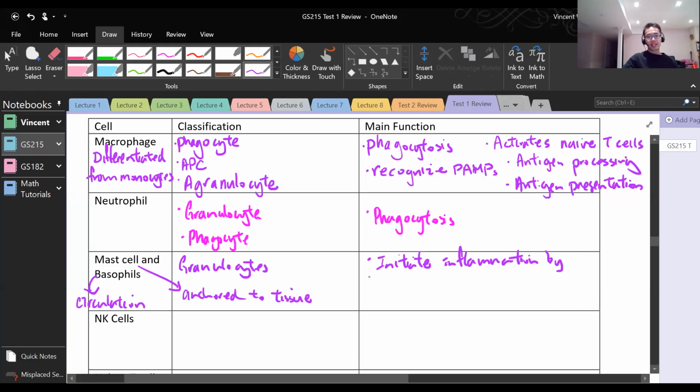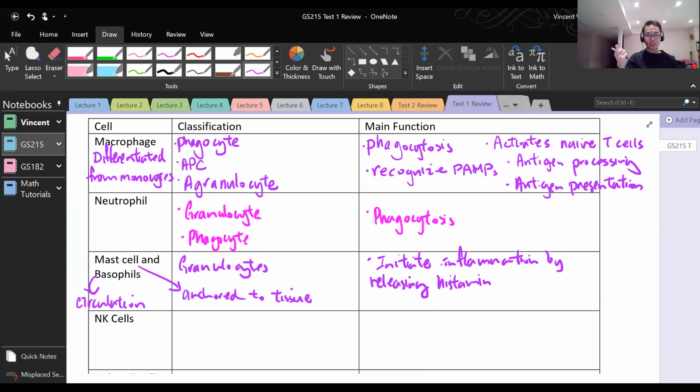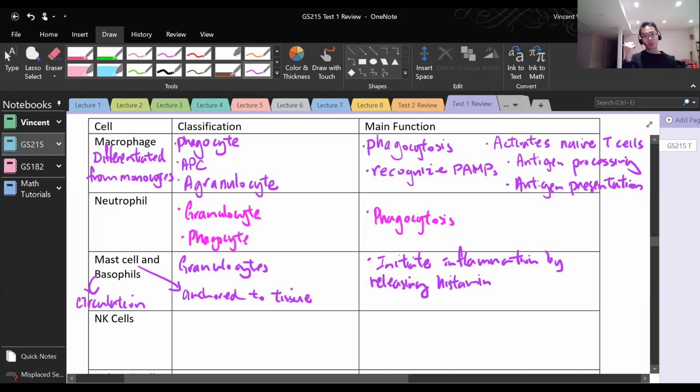by releasing, what's the chemical that is responsible for triggering inflammation? Histamine. Histamine, that's right. And of course, the histamine is going to result in vasodilation and increase vessel permeability, right? So causing more blood flow, things are going to be oozing out, and then they give rise to the characteristics of inflammation: the redness, the pain, the swelling, and the heat.